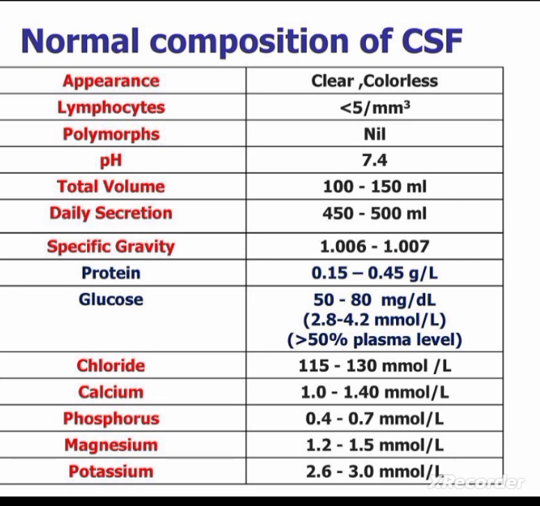So the important points you have to remember in normal composition of CSF: the appearance is clear, colorless, odorless fluid; pH value is 7.4; specific gravity is 1.006 to 1.007; then protein value is 15 to 45 mg per dl; then glucose is 50 to 80 mg per dl.